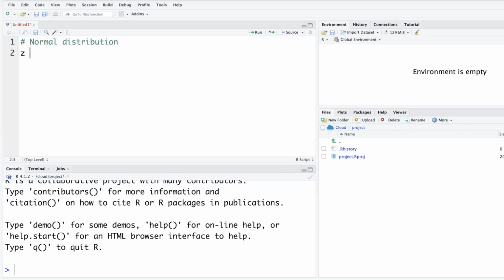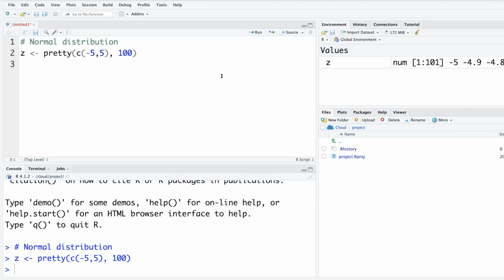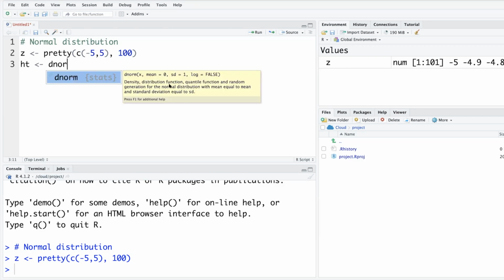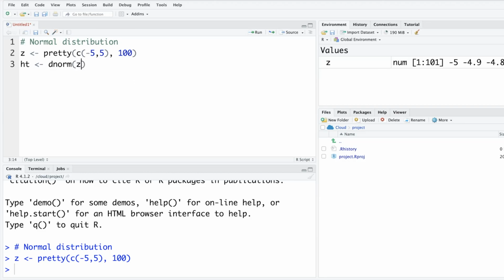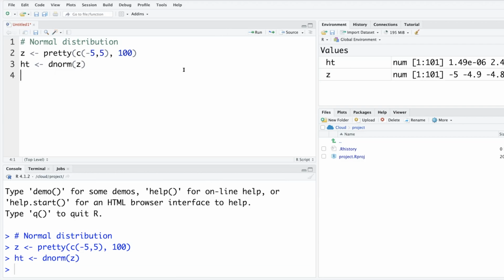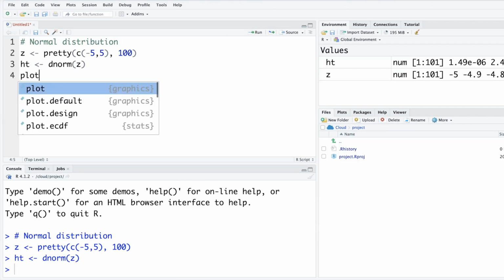So let's store some z values, and there's a function called pretty with values between, I'm going to just put -5 up to 5. Between those two limits, we'll have 100, I would say, equally spaced values. And for the height, the y-axis, let's say ht, density distribution function, those z values that we generated earlier. So this will calculate the height that we can then plot.